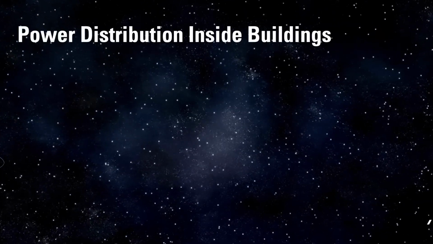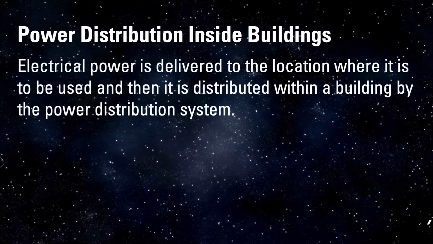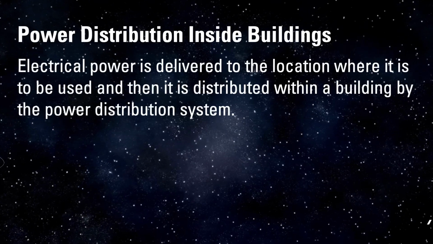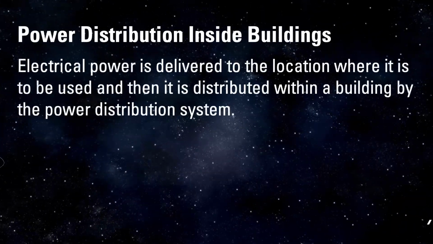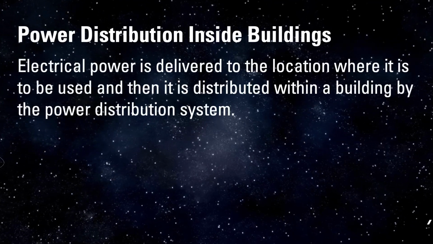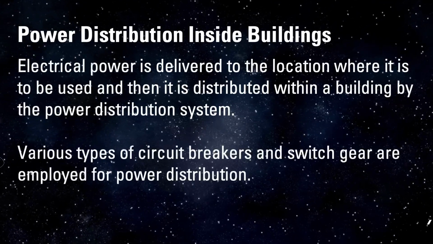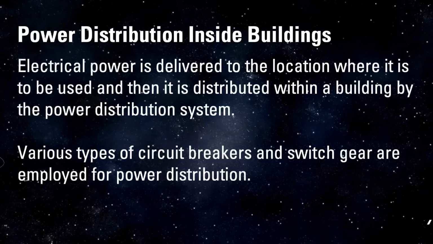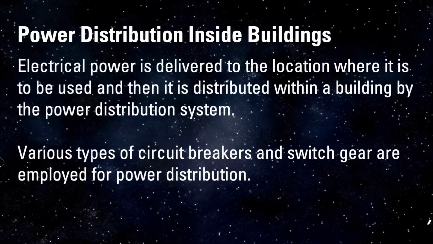Power distribution inside buildings. Electrical power is delivered to the location where it is to be used, and then it is distributed within a building by the power distribution system. Various types of circuit breakers and switchgear are employed for power distribution.